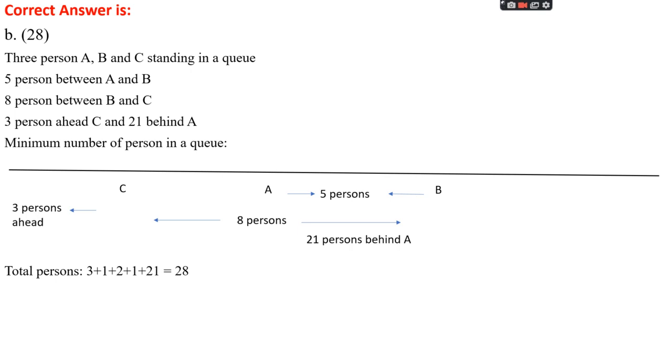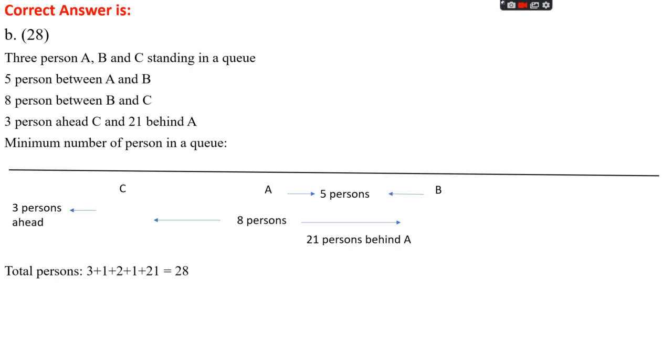Okay. C and B, so 8 persons. Three persons ahead of C. Let's imagine 3 persons ahead of C and 21 persons behind A. The question asks us about the minimum number of persons in a queue. So we imagine these conditions where we make a minimum number in a queue.